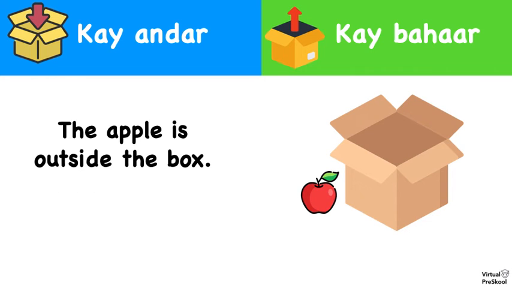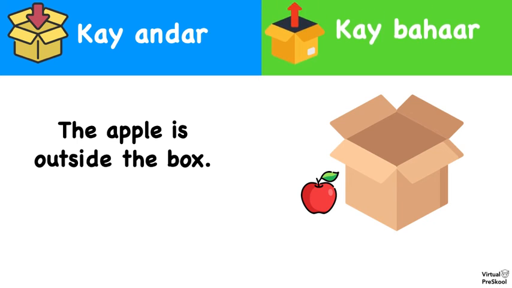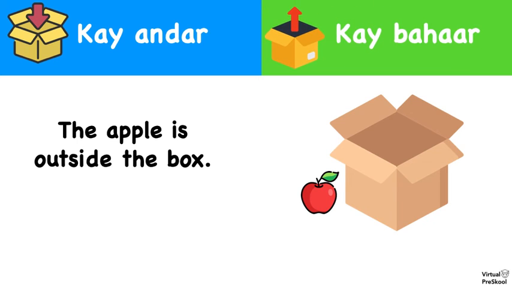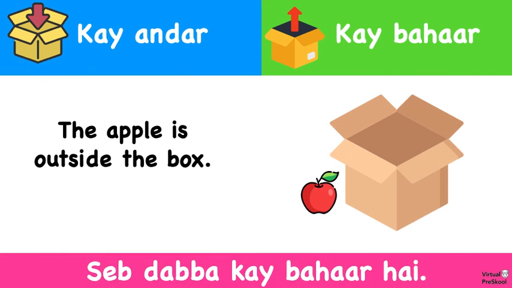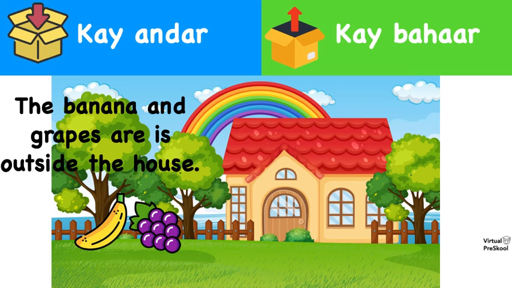Let's do another one. The apple is outside the box. Do we need ke andar or ke bahar? Ke bahar, right? Because it's outside. So you should know how to do this one now. All right, let's take a look. सेब डब्बा के बाहर हैं. Last one.